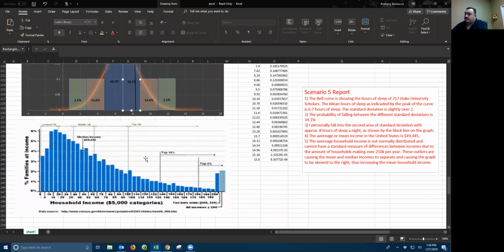Here's the snippet of the household incomes with the outliers and the high income households skewing the mean from the average, skewing the mean from the median, and creating this rat tail down here.